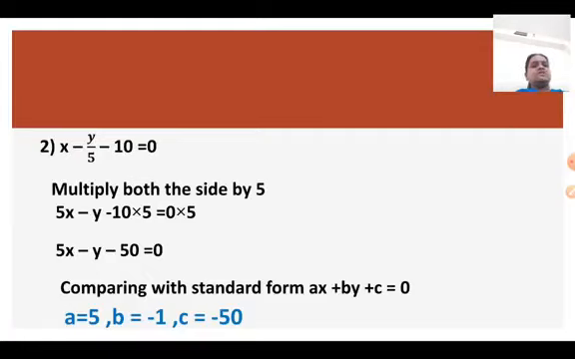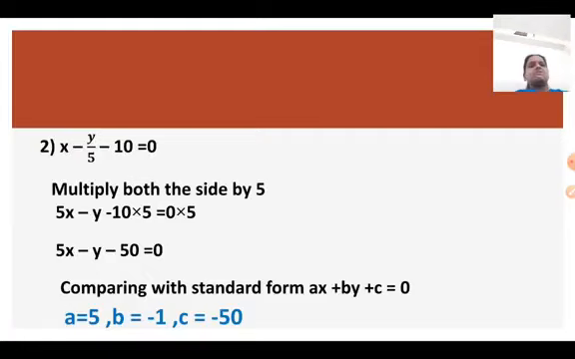Before I start with the sum, I would like to tell you this sum can be solved by two methods. I will explain both methods. See the first one, whichever I have written over here. So the first one is x minus y upon 5 minus 10 equal to 0.